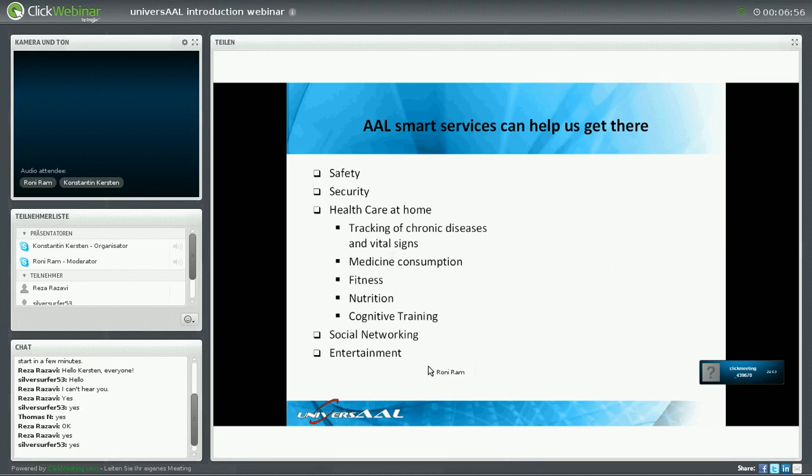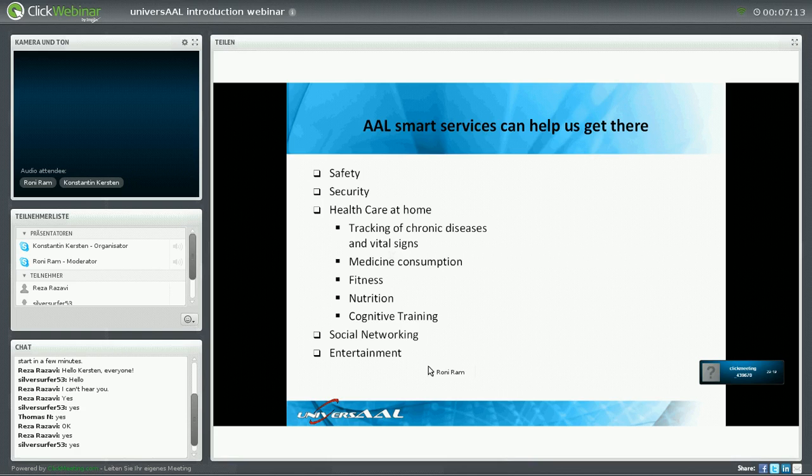And another service that is under the AAL umbrella is tracking and notification. In emergency cases of elderly when outside home, you want to alert the caregivers in case of emergency, and you want to help them to find a way back home.